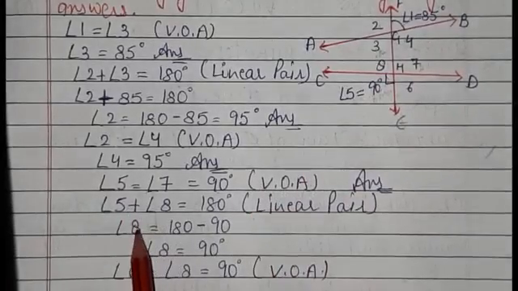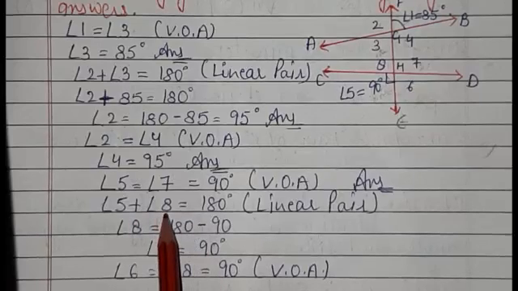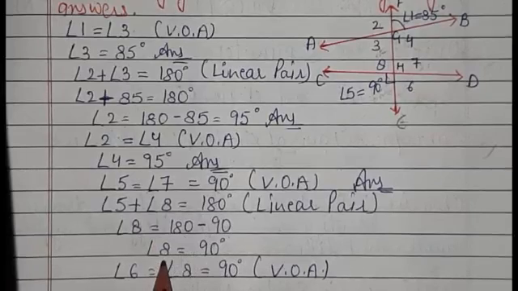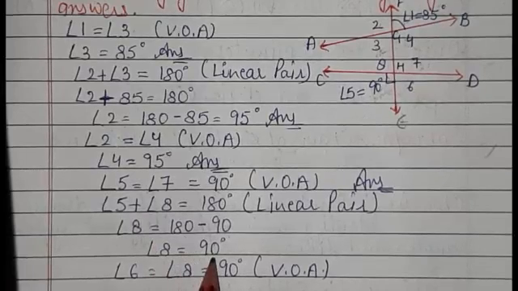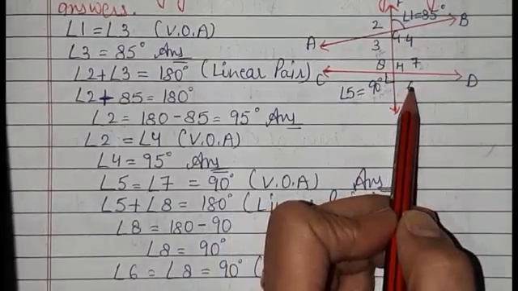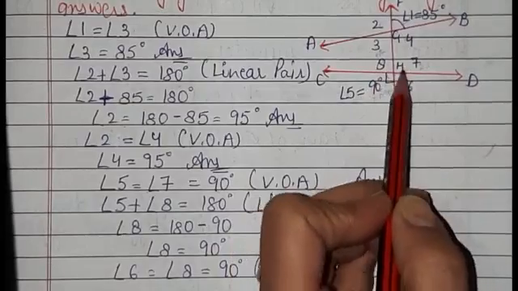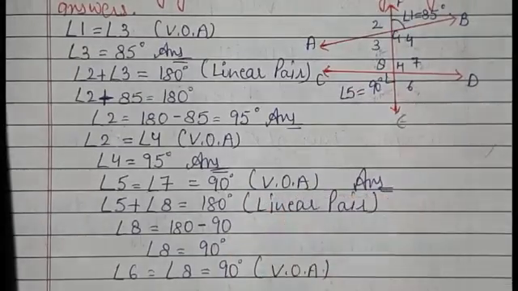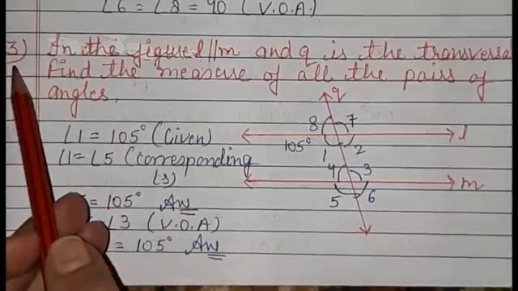Put the value of angle 5, that is 90. So angle 8 will be 180 minus 90 degrees. Angle 8 is equal to 90 degrees. If angle 8 is 90, so angle 6 is also equal to 90 degrees because of vertically opposite angles. Clear? Now sum number 3.